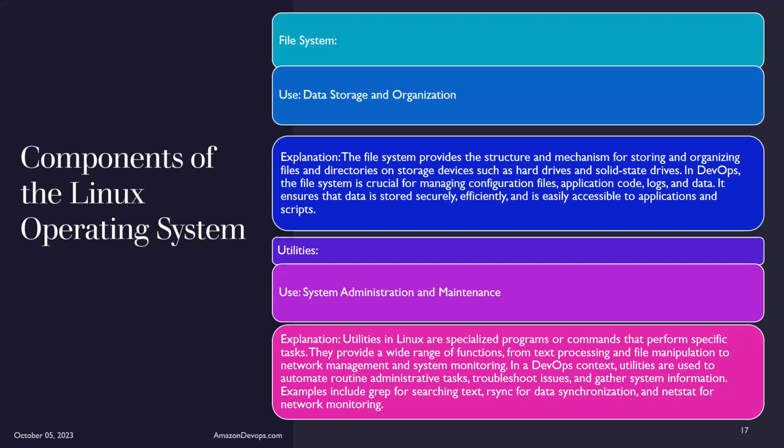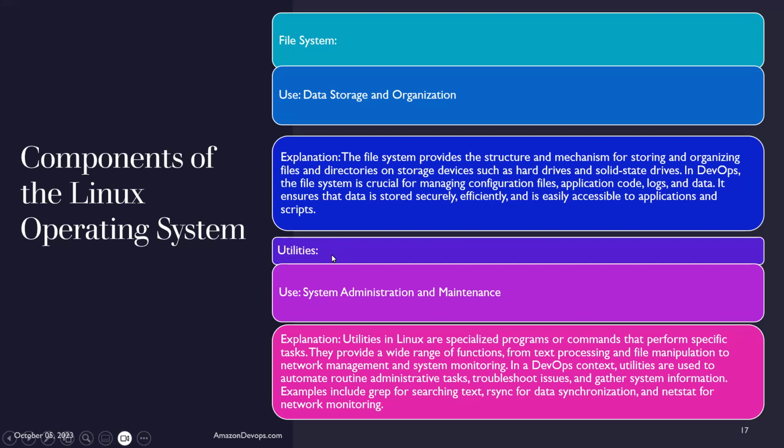That knowledge is important because that's what you are going to be using to manage the configuration files, know where your logs for the systems are, deploy the application code, and also know exactly which data are important for your system and how to back up those data. You also need to ensure that the data is stored effectively, efficiently, and securely, and is able to be accessed by the application and also the scripts that you are going to be using for automation purposes.